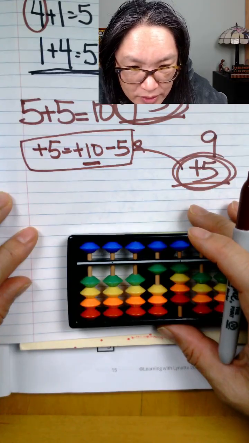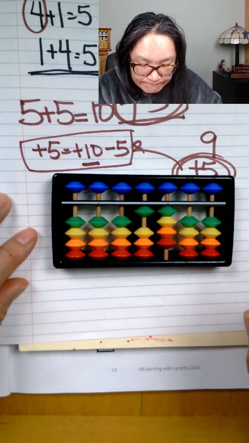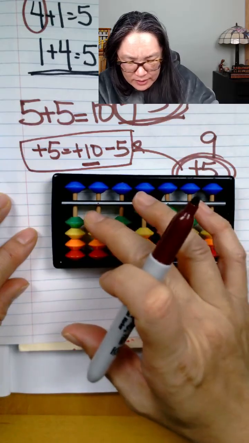Helen, you're going to go 9 spaces to the left. Okay. I don't know what that means. 9 spaces to the left.